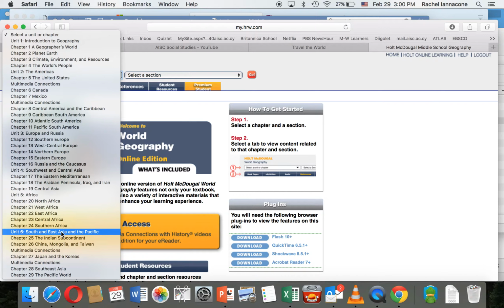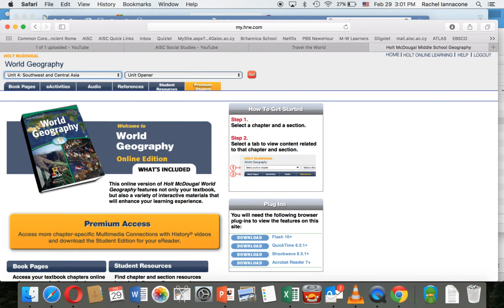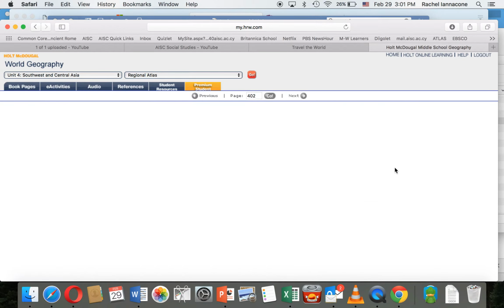So if I were studying Cyprus, for our book, I would need to go to Unit 4, Southwest and Central Asia. And you can see here that it includes the Eastern Mediterranean. So I could click on Southwest and Central Asia, and then I can go to the unit opener, the regional atlas, and facts about the countries. If I go to the regional atlas, I'm going to see a map and maps of that region.